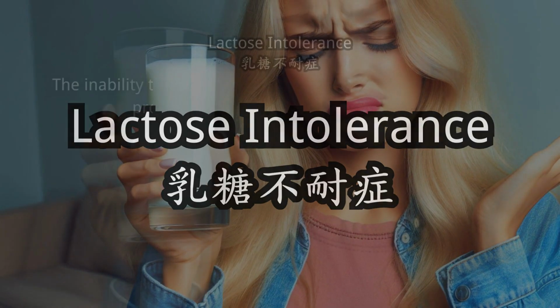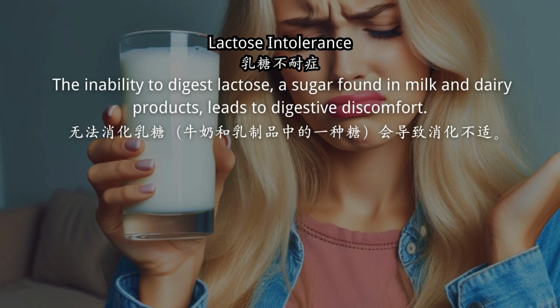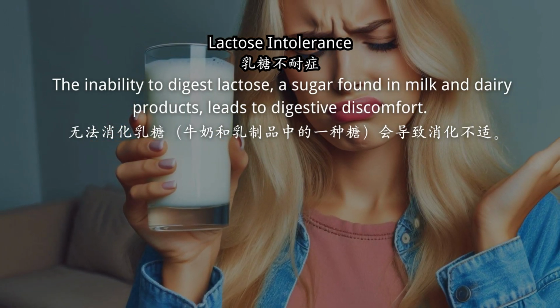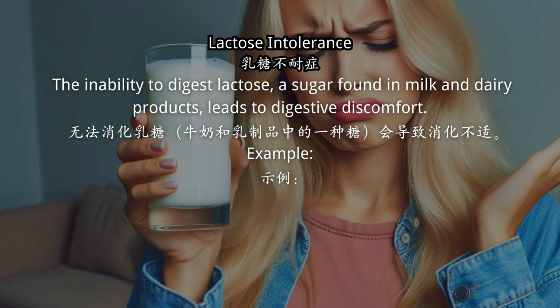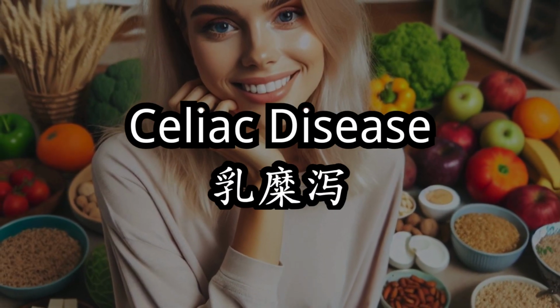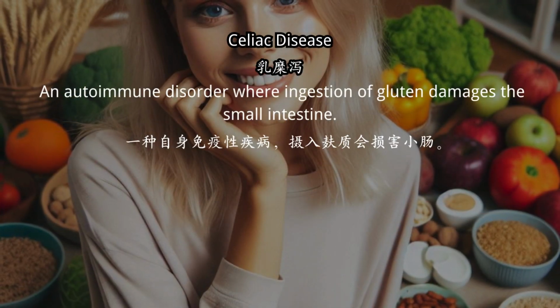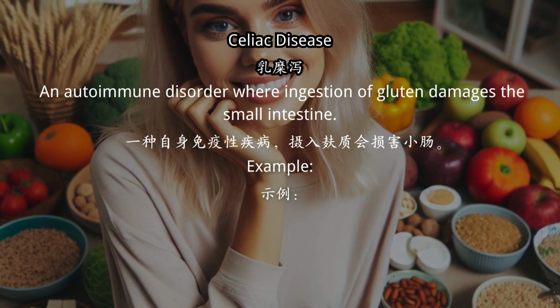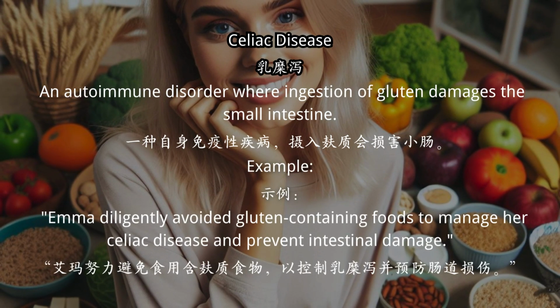Lactose intolerance, the inability to digest lactose, a sugar found in milk and dairy products, leads to digestive discomfort. Example, Amy managed her lactose intolerance by choosing dairy-free alternatives to avoid digestive issues. Celiac disease, an autoimmune disorder where ingestion of gluten damages the small intestine. Example, Emma diligently avoided gluten-containing foods to manage her celiac disease and prevent intestinal damage.